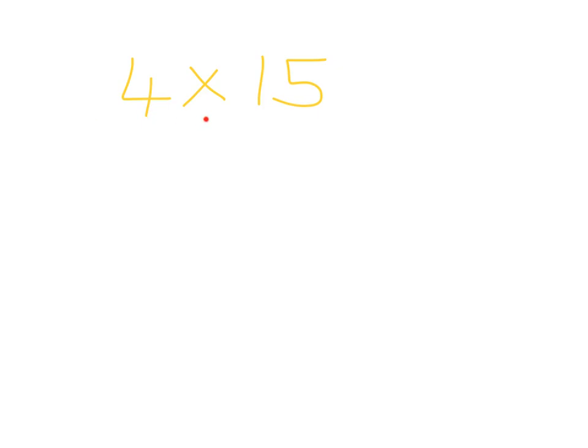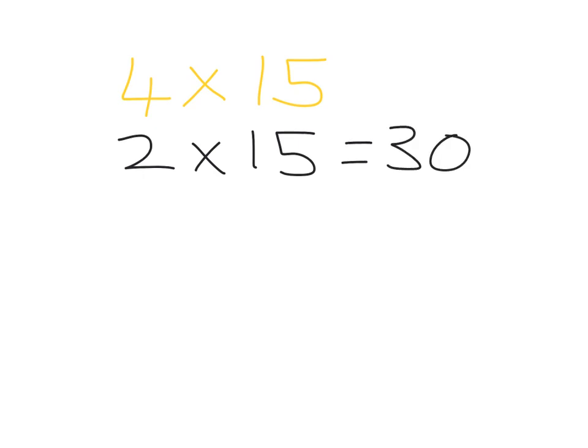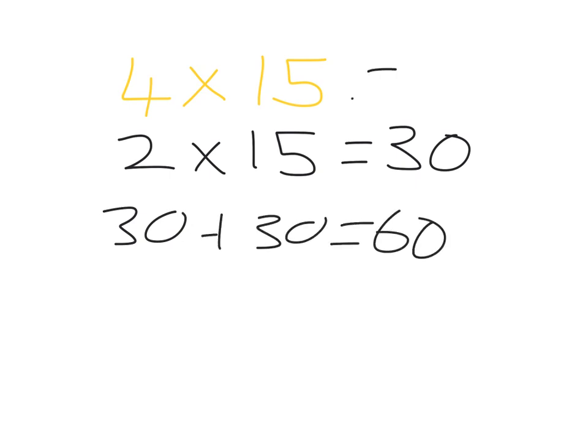So I have this question here, 4 times 15. Now 4 is just double 2. So what I'm going to do is I'm going to work out 2 times 15, because that's easy. I just double the 15 and make it 30. And because 4 is double 2, if I double this answer, it will give me what 4 times 15 is. So 30 plus that 30 equals 60. So 4 times 15 must equal 60.